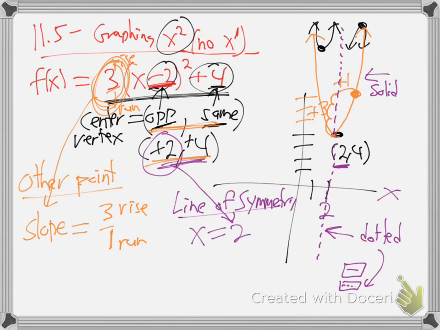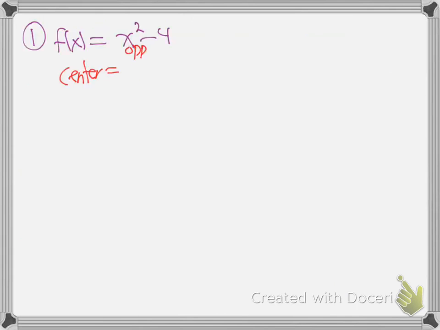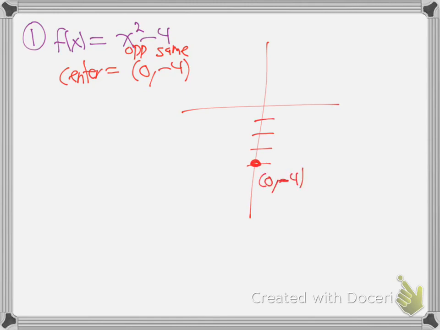So question 1 says f of x equals x squared minus 4. So here we go. We start by finding the center. What's the center? The center is opposite of what's next to x. What numbers added or subtracted next to x? Nothing. 0, and then the same as the other number, negative 4. So that means over 0, down 4, is the center of our U shape, our parabola, it's called, quadratic.